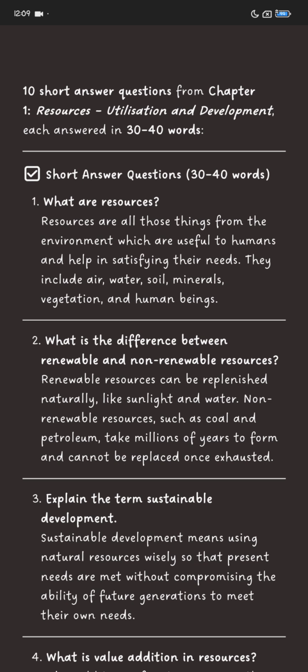What is the difference between renewable and non renewable resources? Renewable resources can be replenished naturally, like sunlight and water. Non renewable resources, such as coal and petroleum, take millions of years to form and can't be replaced once exhausted.